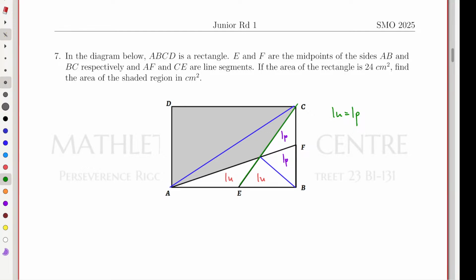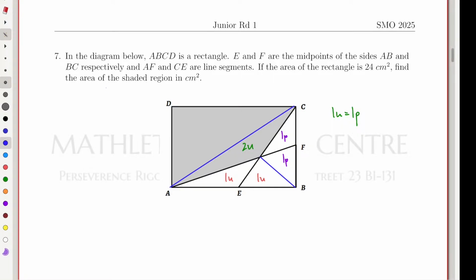Now, once you realize that 1 unit equals 1 part, what you can do is use the fact that the bottom two lengths are equal to each other. That tells you the two triangles, triangle ACE on the left and triangle BCE on the right, have the same area. So both of them will be 3 units or 3 parts. In other words, this thing here is just 2 units.